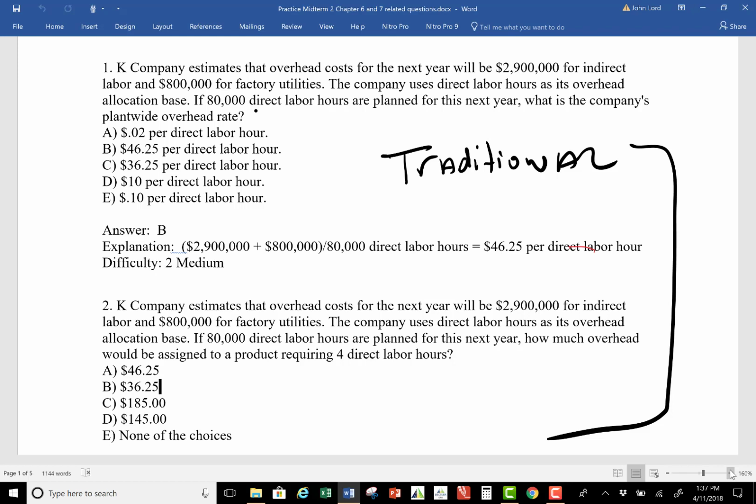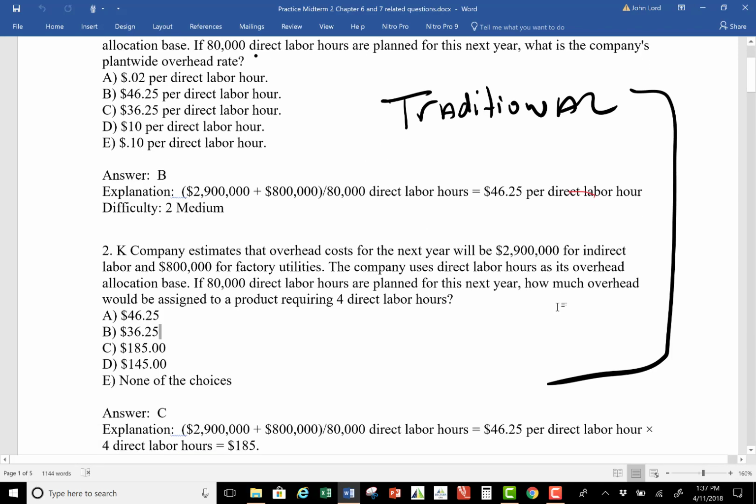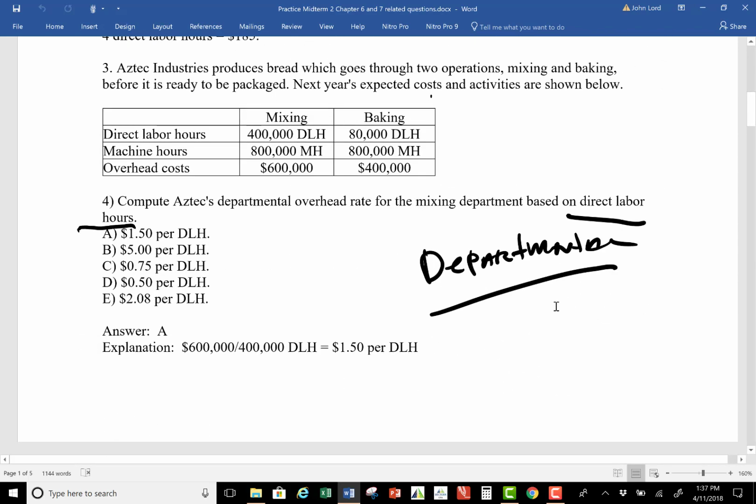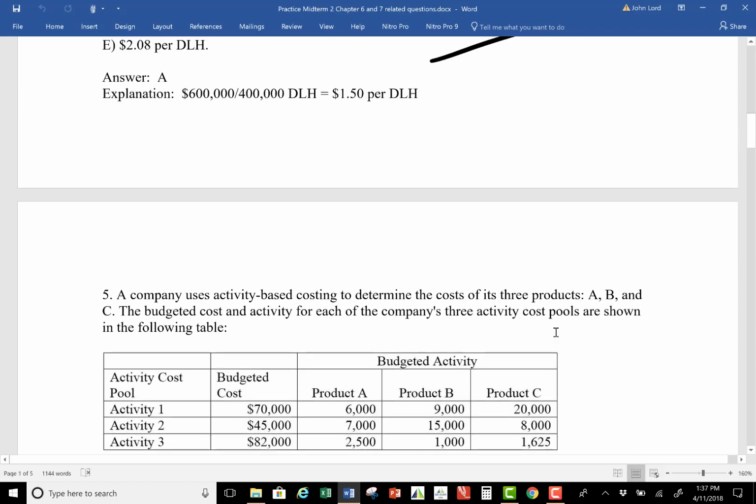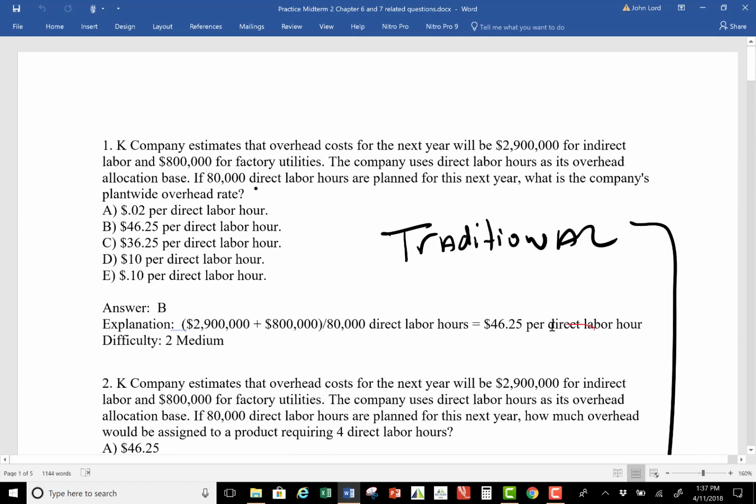And then you have a department-wide overhead, so you can do an overhead rate by department. And then finally, you can do overhead rates by activity, and that's what we'll be looking at when we get to some of these later questions. Okay, but let's just look at these first few. X company estimates overhead cost for the year will be $2,900,000. So we'll put that in the numerator.